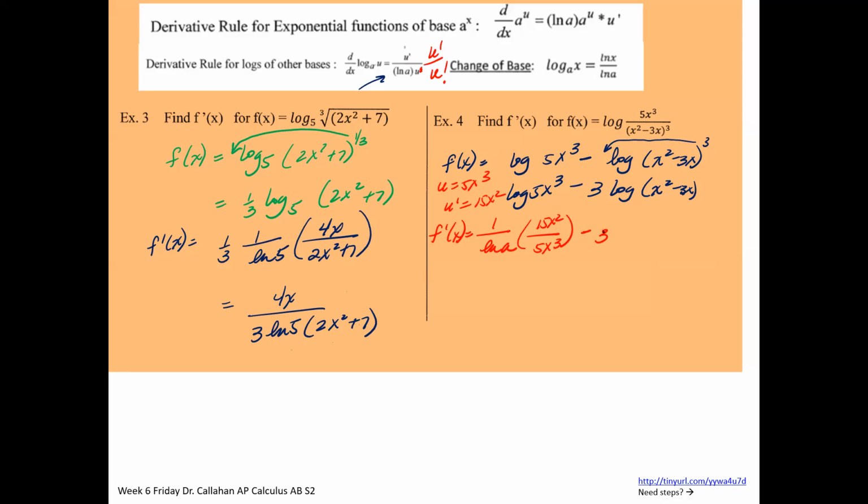And then minus 3, looking at this right here, the derivative of log, okay, your u in this case is going to be x squared minus 3x. U prime is 2x minus 3. So this will be a u prime. So your u prime is 2x minus 3 over ln a, ln a is x squared minus 3x times u. And your u is x squared minus 3x.